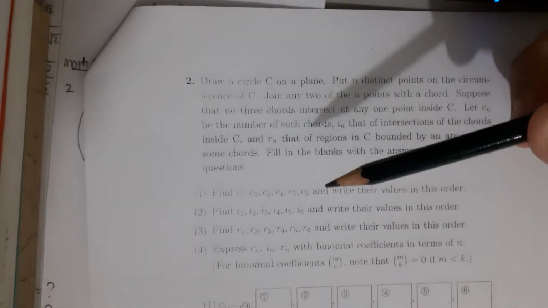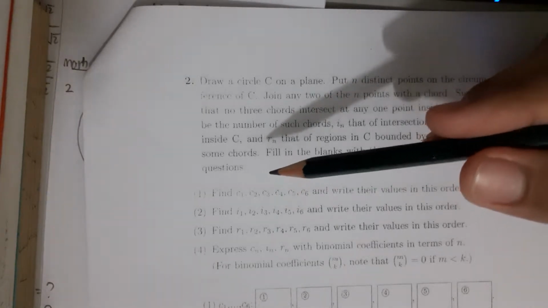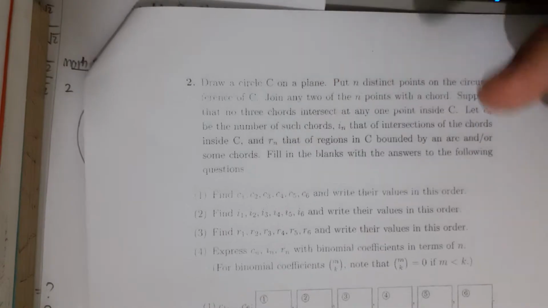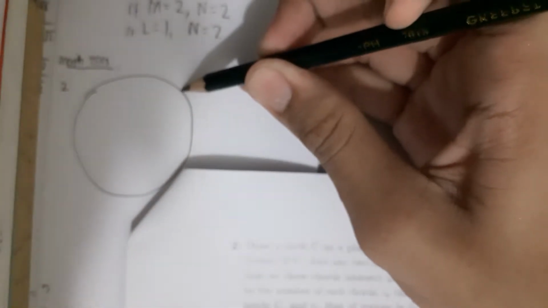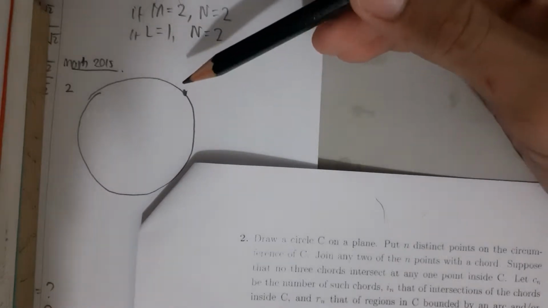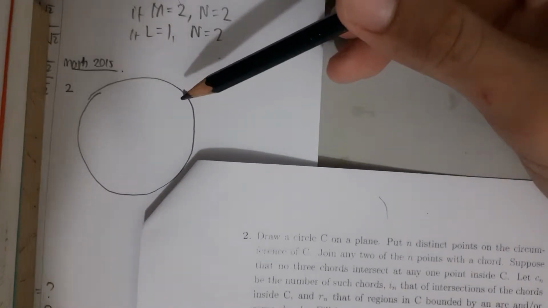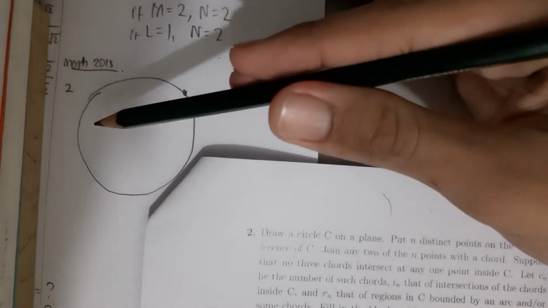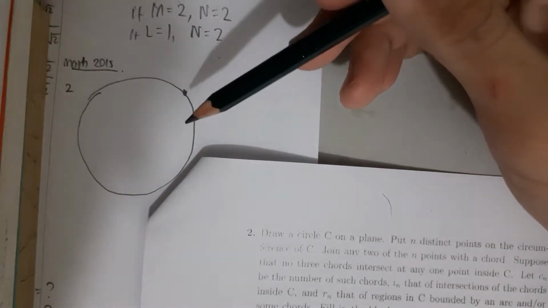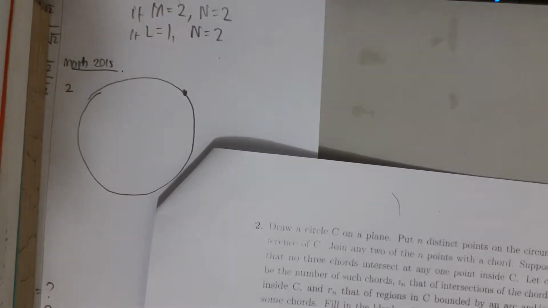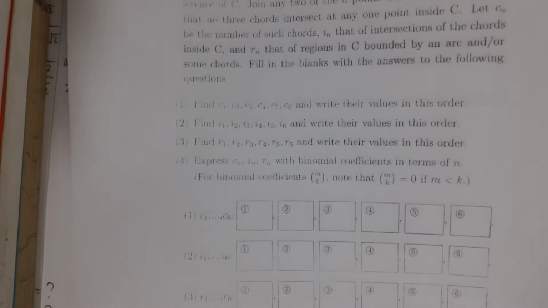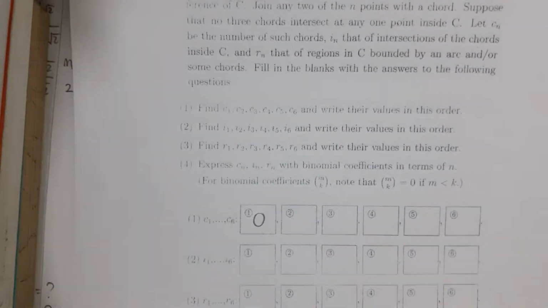We're going to find how much C1, C2 are. C1 means that in the circle, like this, there is actually only 1 point. So this is the definition. If there is only 1 point on the circle, are there any chords? Of course not, because the circle has only 1 point. So the answer for C1 in this box is 0.